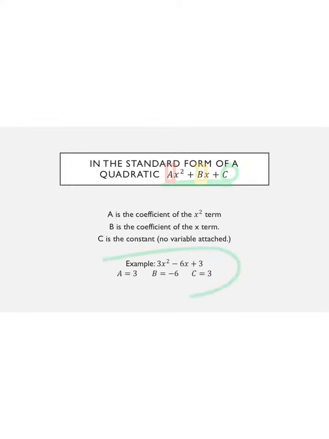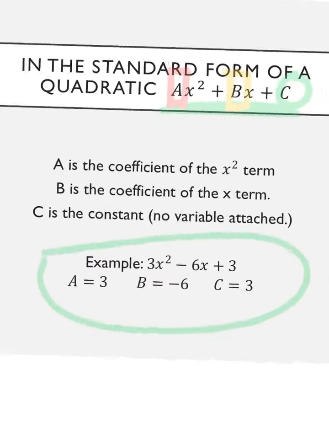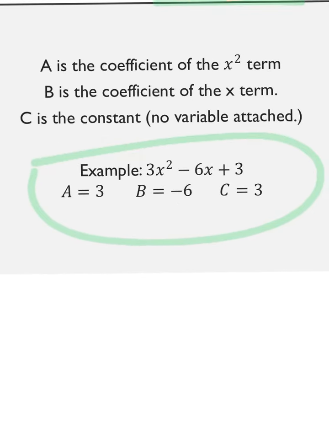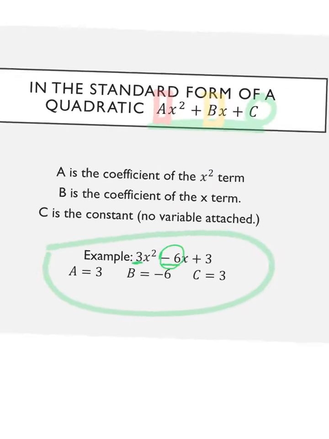So if we look at this one, here's our a. Our a is going to be just 3. Our b is going to be negative 6. Be careful there. Always pay attention to that part. And then the c is 3. And we need to be able to recognize that, and that'll help us in a lot of different things later.